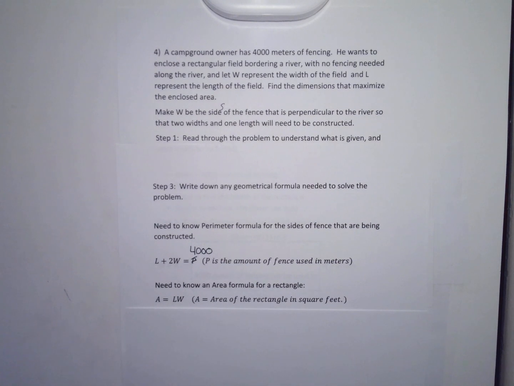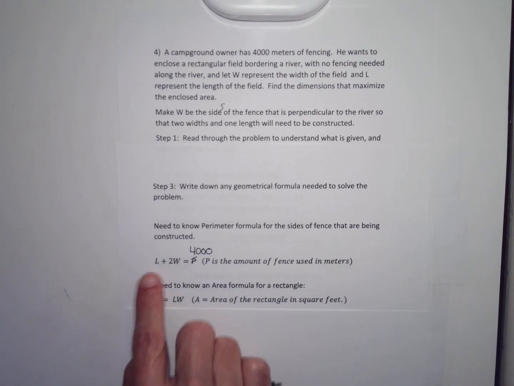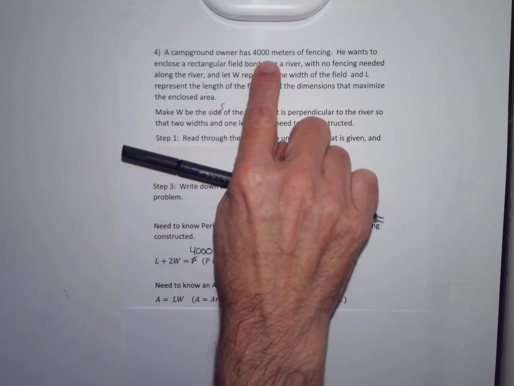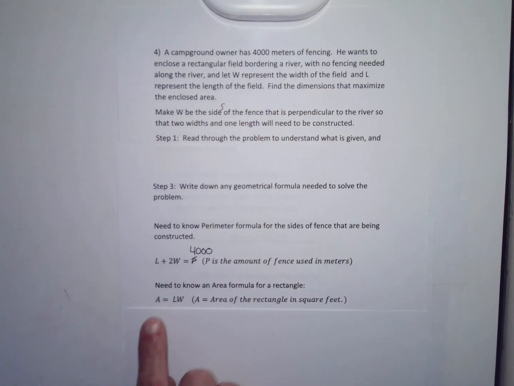I probably could have written the length that I'm building plus the two widths that I'm building is going to equal the 4,000 meters of fencing, and it would have been more useful when I get into the problem. But I wanted to make a generic formula here so that when you get into your problem that has a similar question, you can insert the number that you need from your problem. So those are the formulas I'm going to need. One length plus two widths is the 4,000 meters of fencing. My goal is to maximize area, so I need an area for a rectangle, which is length times width.